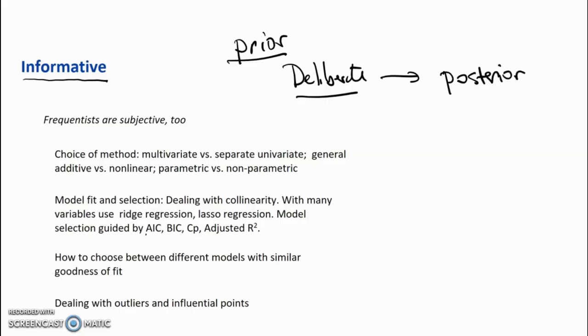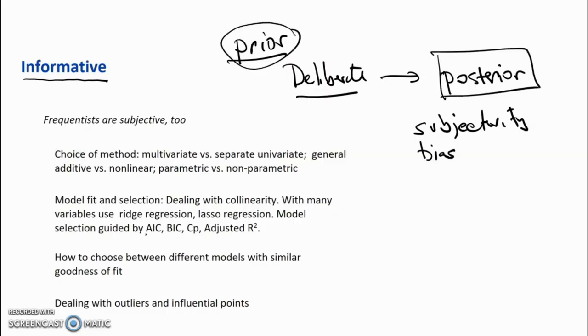Now, critics might say that this is kind of sketchy because it permits subjectivity on the part of the researcher. It potentially allows the introduction of bias. A researcher might simply decide, okay, I'm going to choose as a prior something that will give me a posterior that supports whatever story I want to tell. So I want to push back on that idea in a couple of ways.